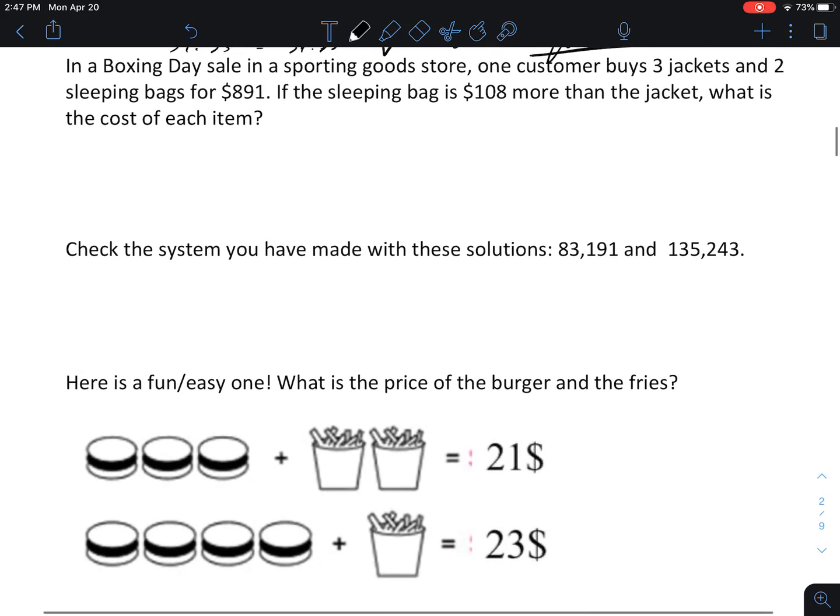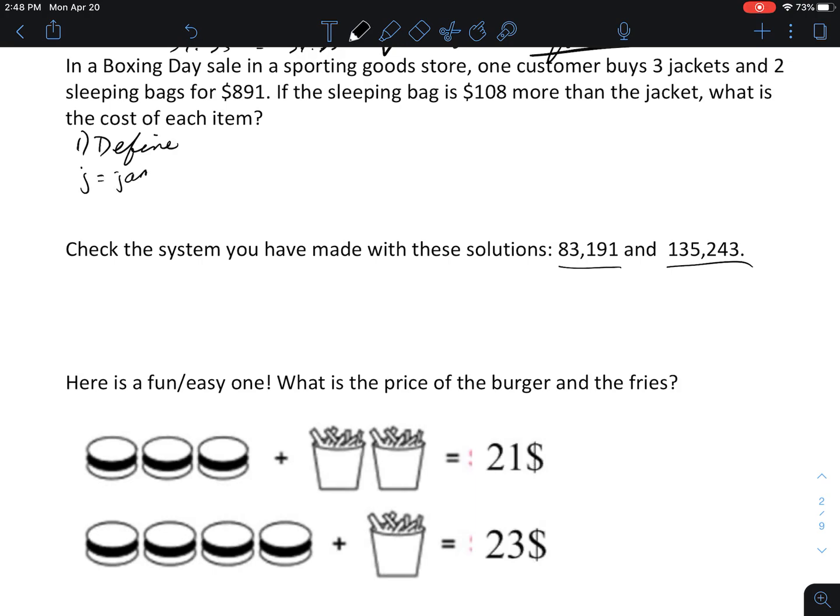Okay? All right. Last problem here is about a sporting goods store. So in a Boxing Day sale in a sporting goods store, one customer buys 3 jackets and 2 sleeping bags for $891. If the sleeping bag is $108 more than the jacket, what is the cost of each item? So why don't you pause it here, see if you can get it, and even go all the way through to the end and see which of these, if either of them, is the right answer for your system.